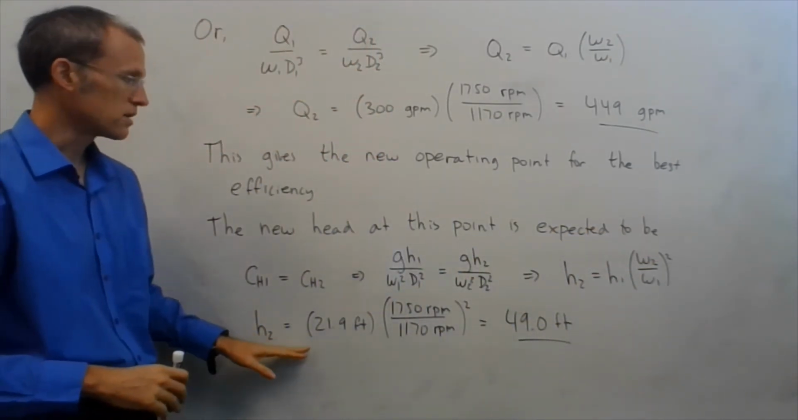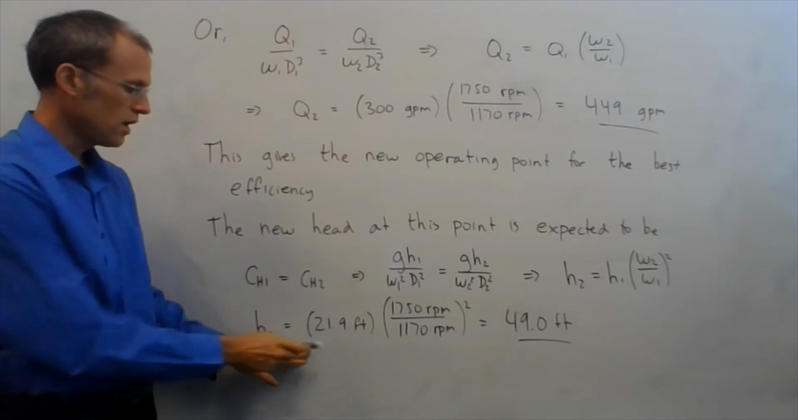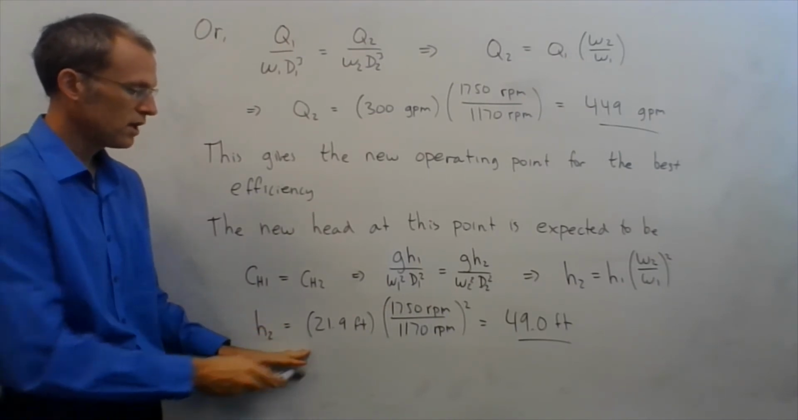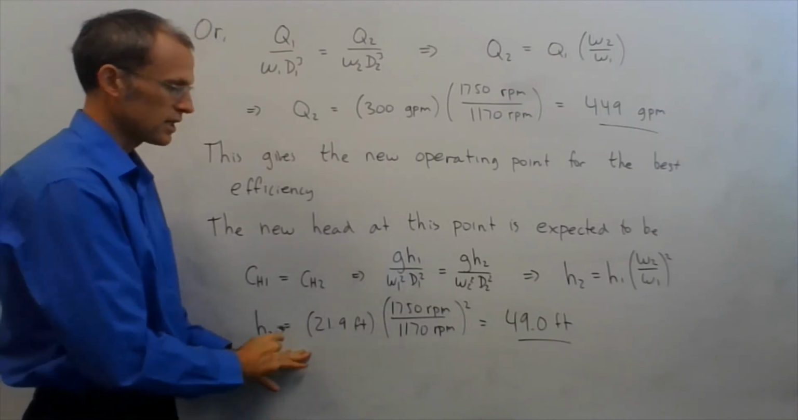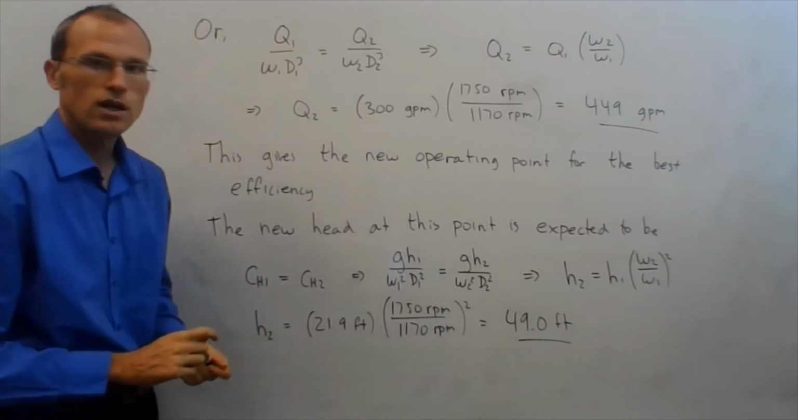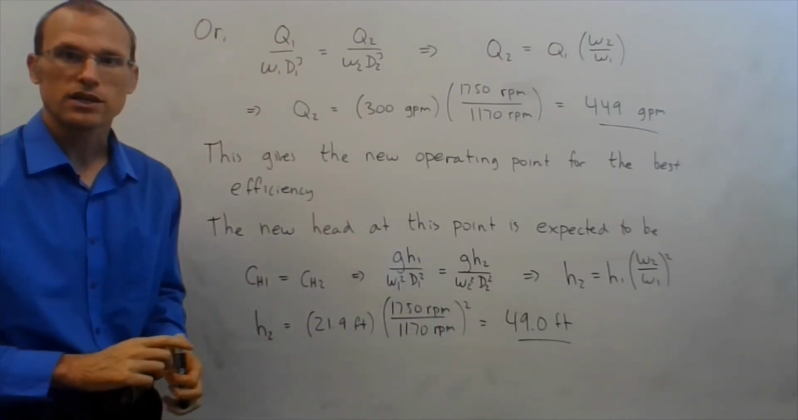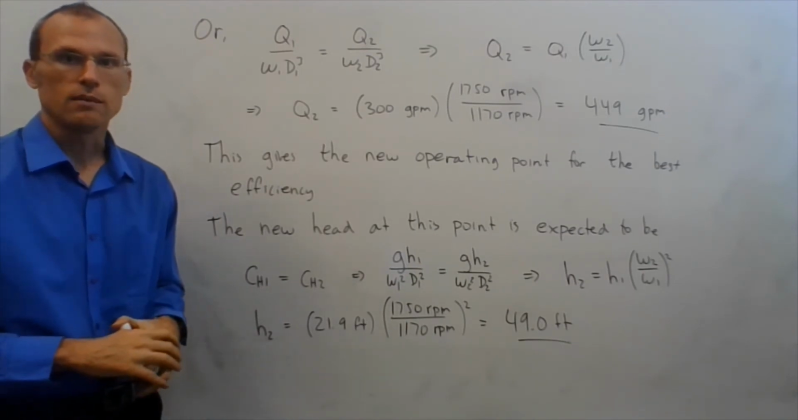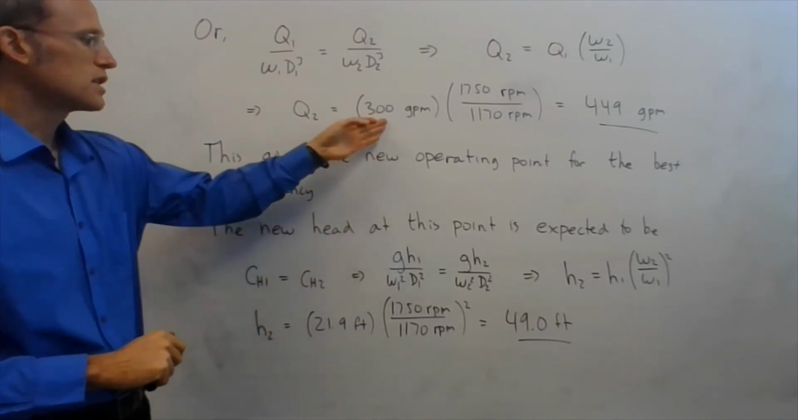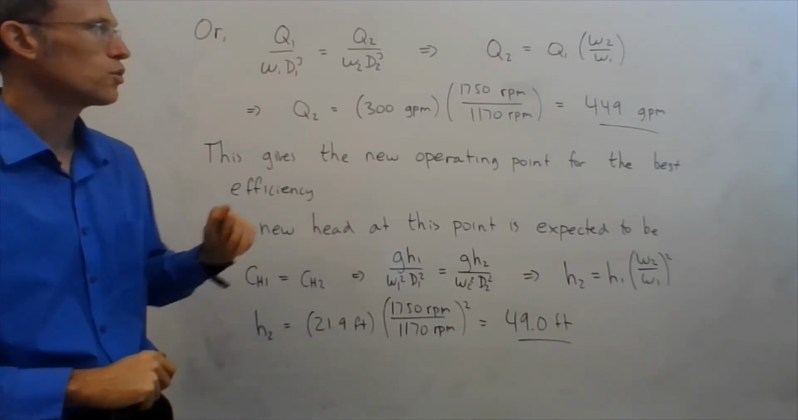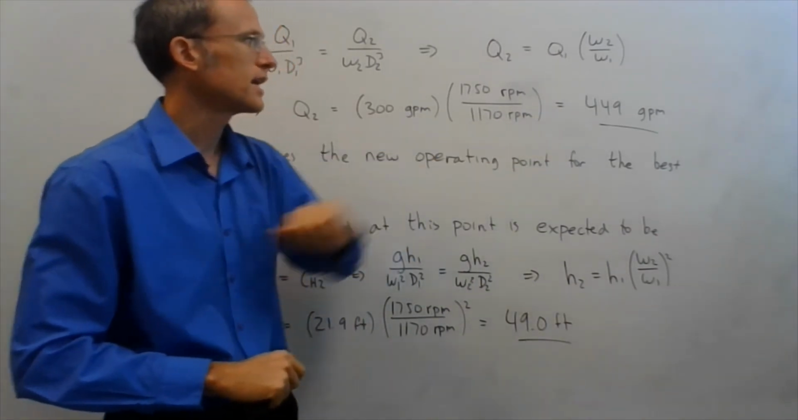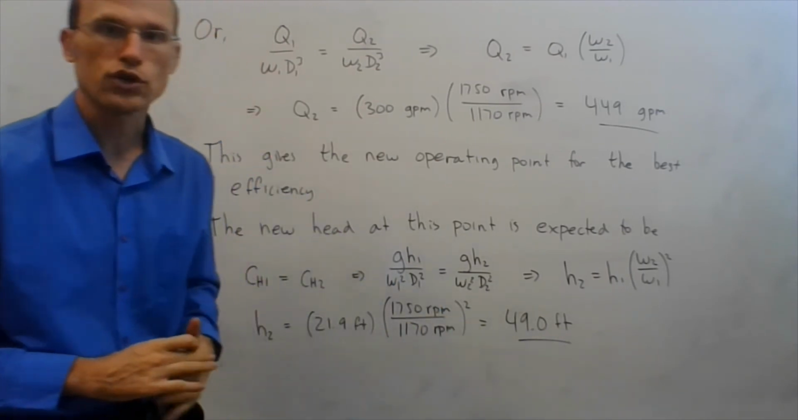So again, at my best operating point previously, I had a head of 21.9 feet. Scale this up, 1750 over 1170 squared gives me a new head of 49 feet. So the question was slightly ambiguous, it just asked what happens. So I went from 300 gallons per minute and 21.9 feet to a new operating point of 449 gallons per minute and a head of 49 feet.